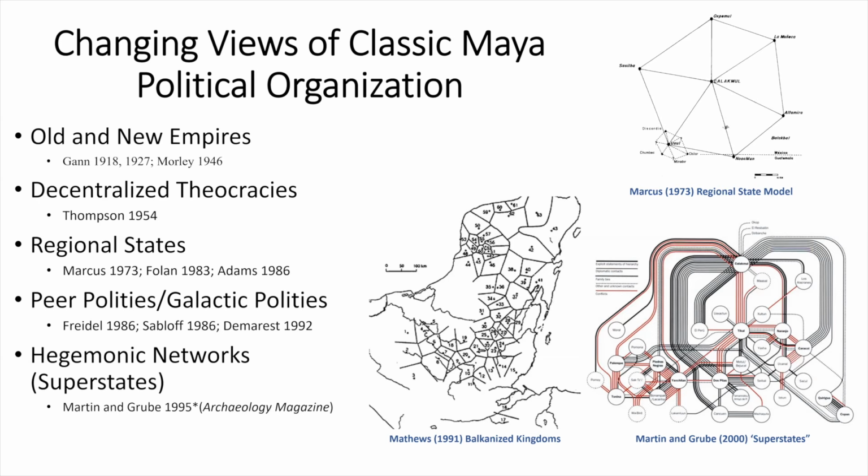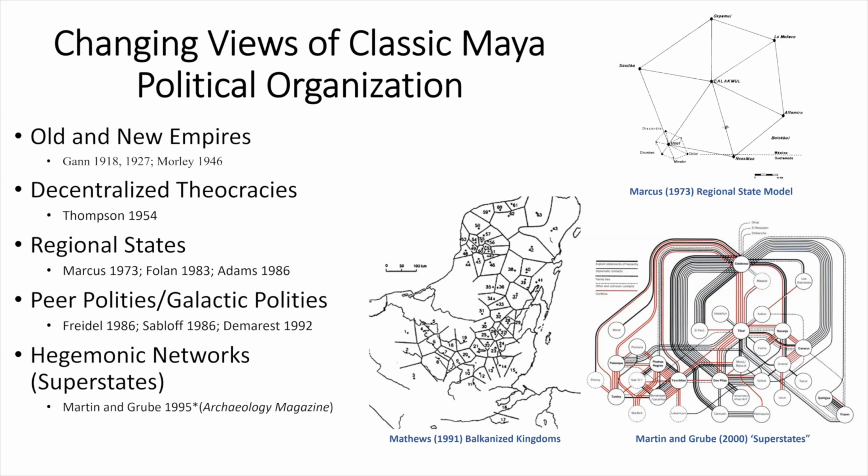So again, there's some conflation here between governance, the area that was under the direct control of a kingdom, versus the relationships between kingdoms. Simon Martin and Nikolai Grube were talking about relationships between kingdoms. At least that was the area of their main contribution.